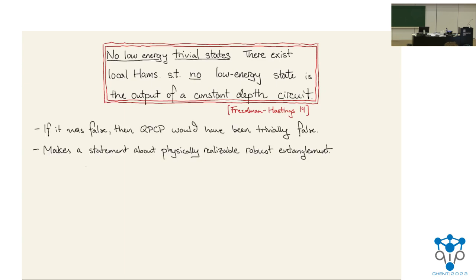So the goal of today is to describe to you how we show that NLTS is true, its connections to error correction, and what that might say a little bit about quantum PCPs afterwards.